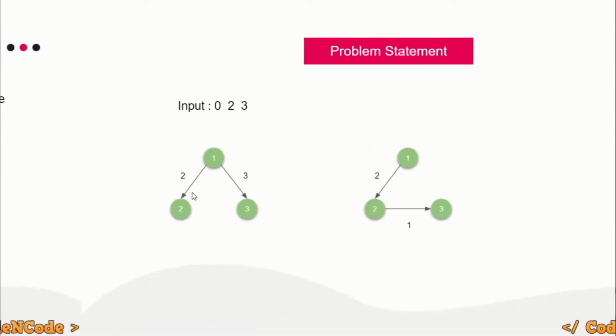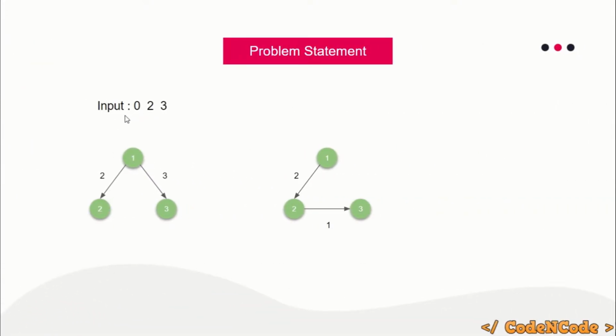If I explain this with an example, this is the input that is given. The shortest distance of node 1 from node 1 is 0. The shortest distance of node 2 from node 1 is 2, and the shortest distance of node 3 from node 1 is 3. This is the only thing that you are given. So now you have to construct a graph.